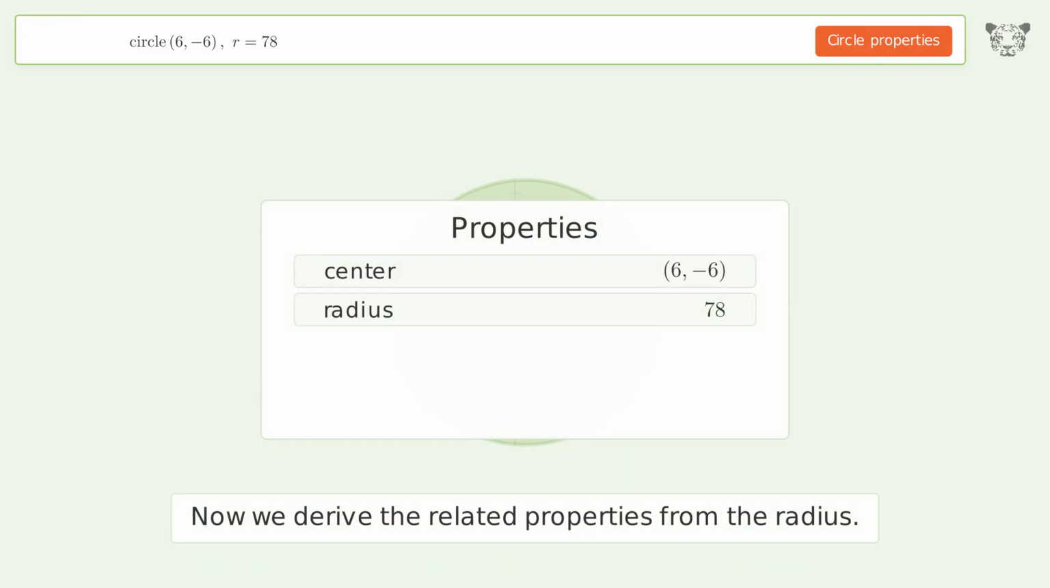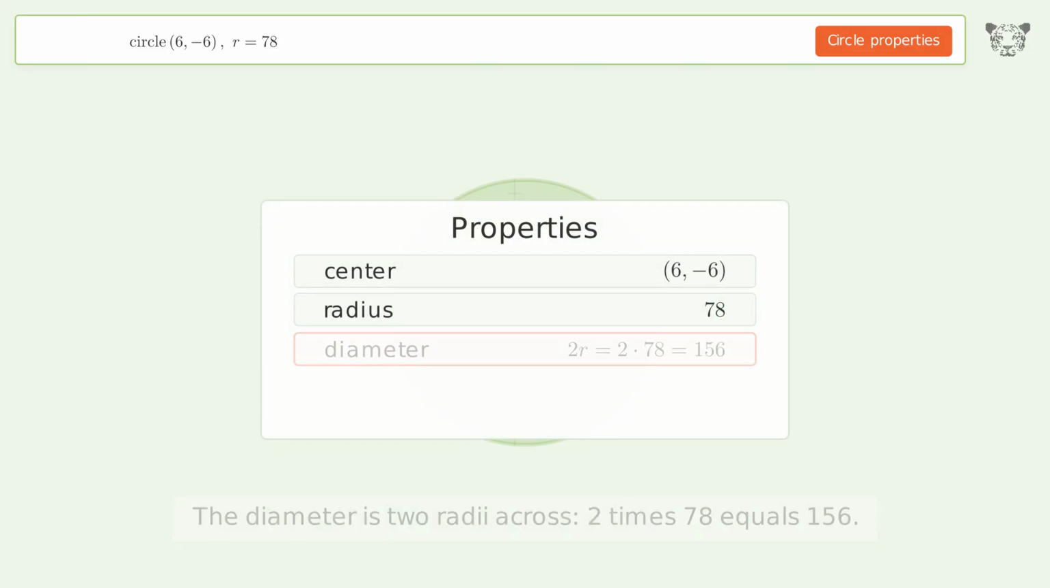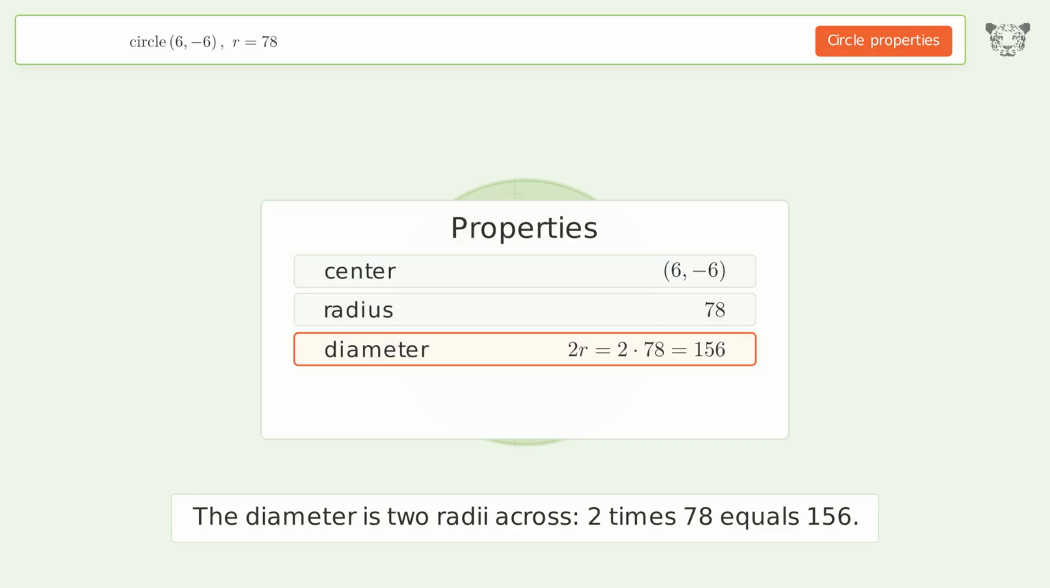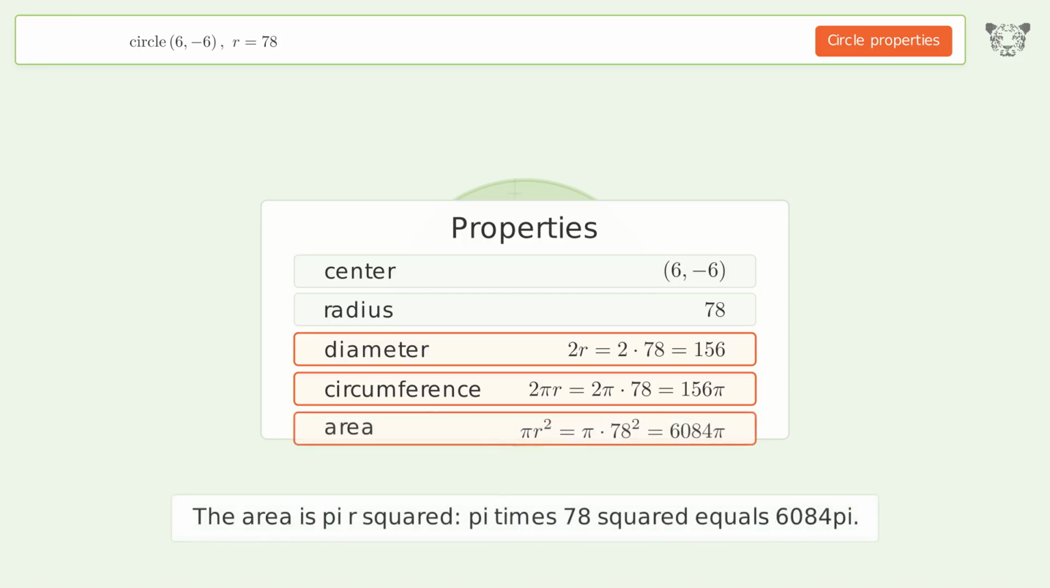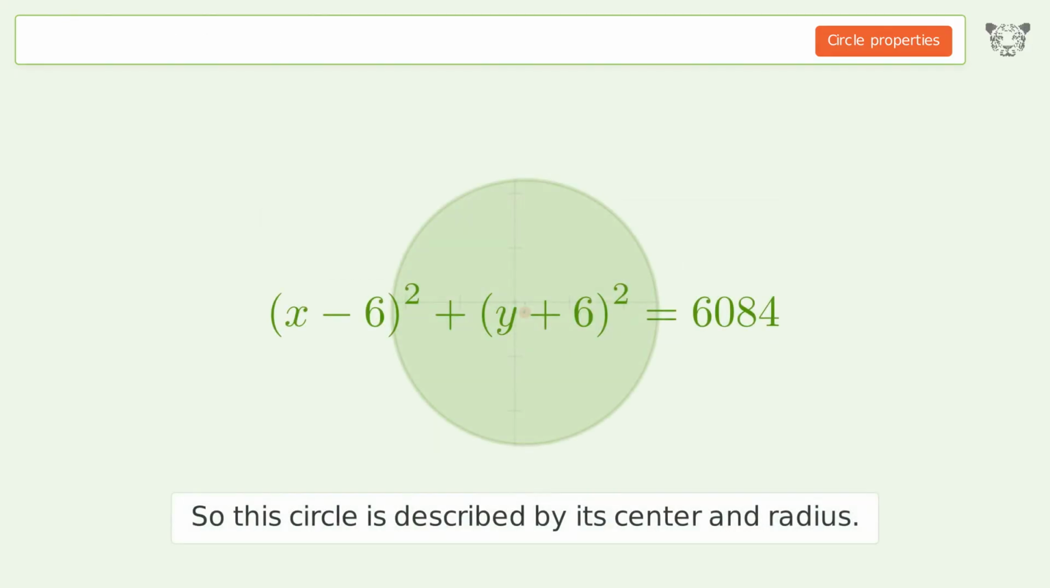Now we derive the related properties from the radius. The diameter is 2 radii across, 2 times 78 equals 156. The circumference is 2 pi r, 2 times pi times 78 equals 156 pi. The area is pi r squared, pi times 78 squared equals 6084 pi. So this circle is described by its center and radius.